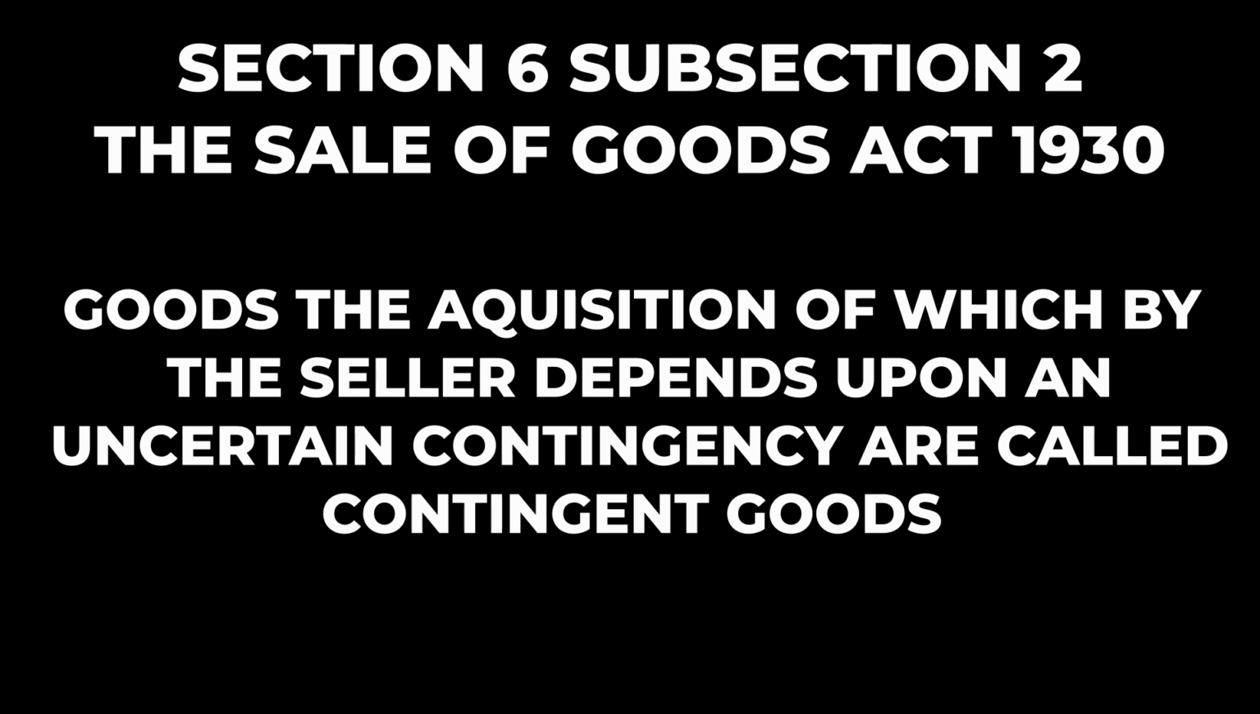Now the last point from this module, that is contingent goods. As per Section 6, Subsection 2 of the Sale of Goods Act 1930, goods, the acquisition of which by the seller depends upon an uncertain contingency, are called contingent goods. So this is the definition. Now we have a lot of arguments going on about the import of rice. The central government has certain restrictions, so only an agreement to sell is possible here.